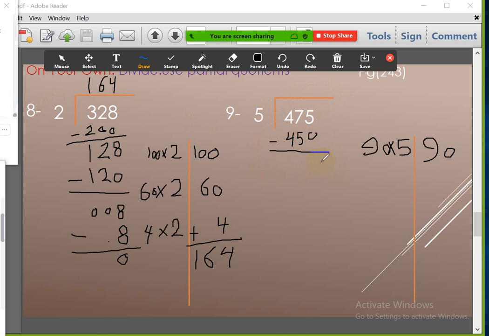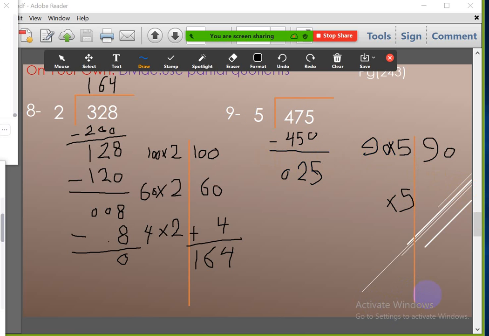5 minus 0 equals 5. 7 minus 5 equals 2. 4 minus 4 equals 0. So the number left with me is 25. Can I divide 25 by 5? Yes, I can. So I will take the divisor and multiply it with a number. Which number will I multiply with 5? The answer will be 25.